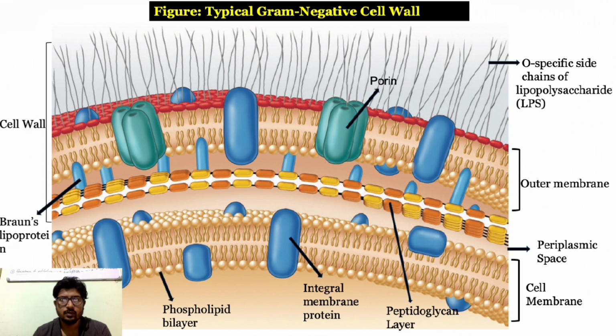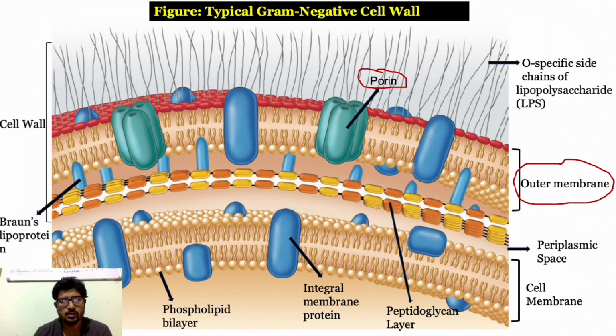The unique characteristic of the gram-negative bacteria is the presence of the outer membrane. Now this outer membrane is absent in the case of gram-positive bacteria. So what is the composition of this outer membrane? Why is it unique? The outer membrane is composed of porin proteins, as you can see here.